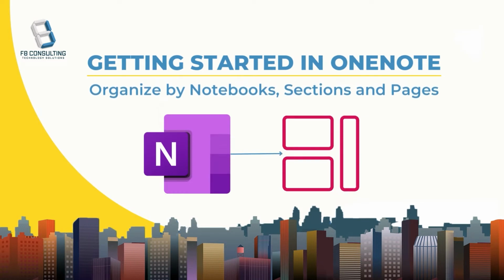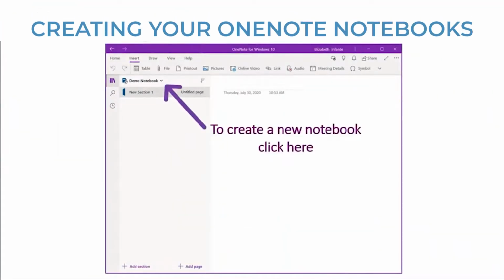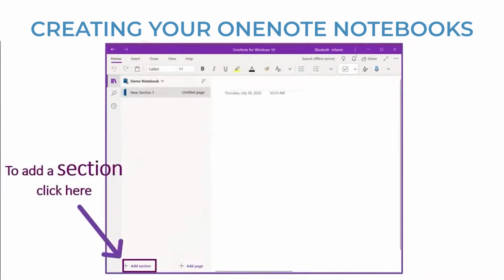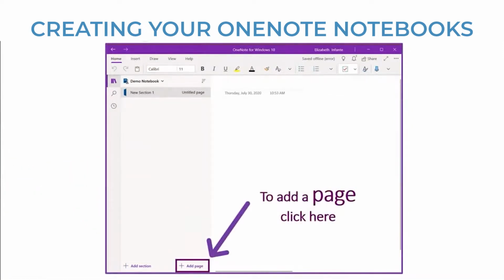So now you're finally going to get started in OneNote, and this is how you're going to organize your notebooks, sections, and pages. So this is really the functional uses of OneNote. To create your OneNote notebook, you're going to start here. To create a new notebook, you'll click on that notebook with the little down arrow next to the notebook name, and you'll see at the very bottom of that drop-down menu it will say Add Notebook. So you'll click Add Notebook to create a new notebook, and then you're going to click Add Section to add a new section down here, and then to add a page, you're going to click here at the bottom of the screen.